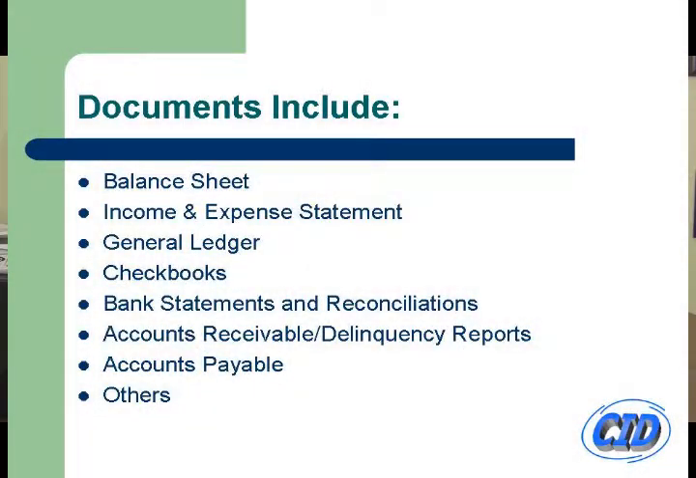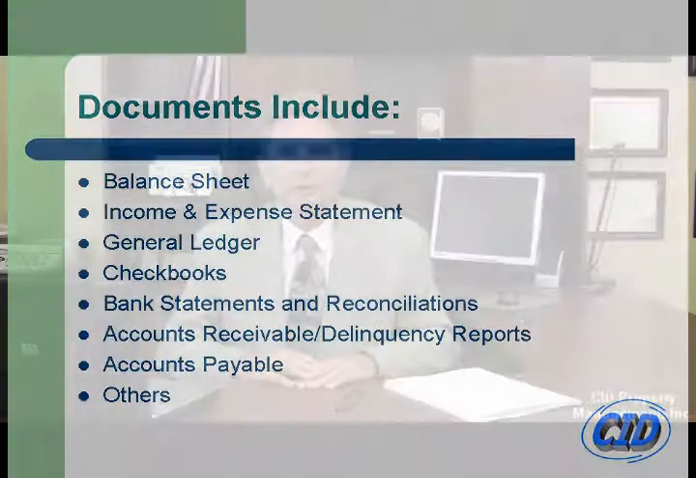They're going to include the balance sheet, income expense statement, the general ledger, checkbooks, bank statements, accounts receivable, accounts payable, and any other items that may be appropriate for receiving and taking a look at will be typically included in that board packet. These are the documents. Let's take a look individually and see what those individually look like. I'll give you a brief overview of each one of those.